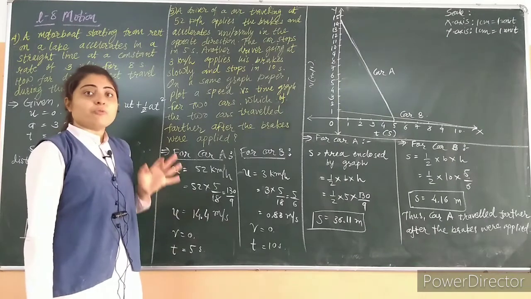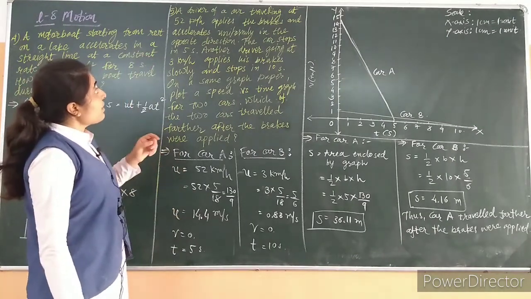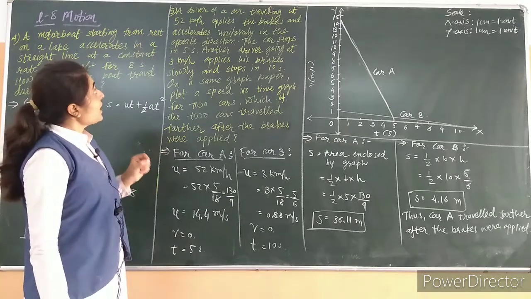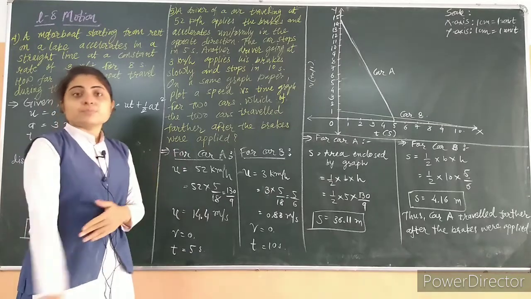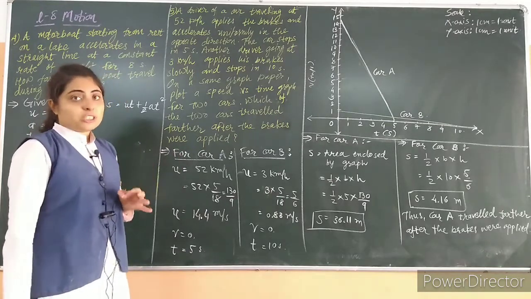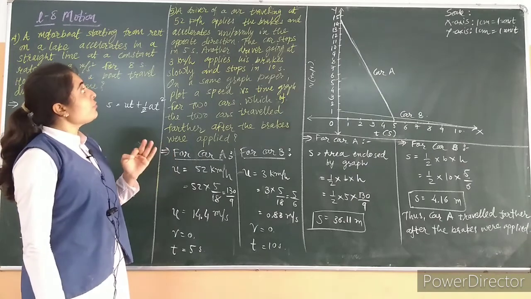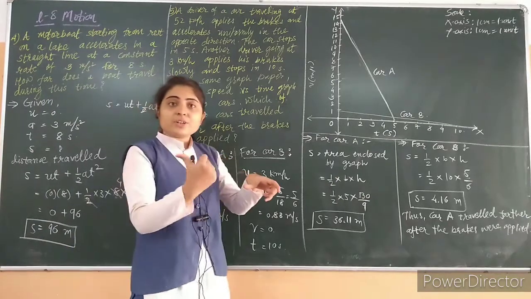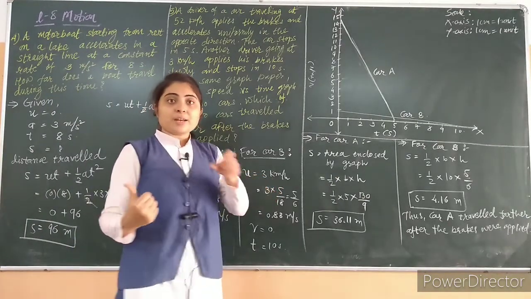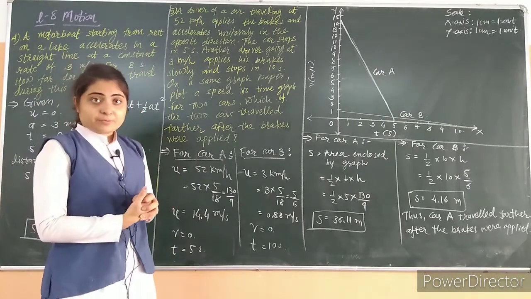Now next, which is a very important question. Question number 5. Very important question. See the question. A driver of a car traveling at 52 km per hour. Okay, a car is traveling at 52 km per hour. Applies the brakes and accelerates uniformly in the opposite direction. Okay, when you apply the brakes, acceleration is always in the opposite direction. That means negative.